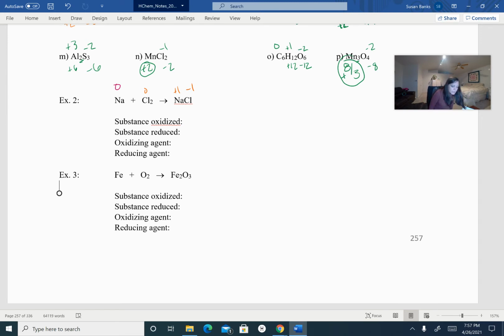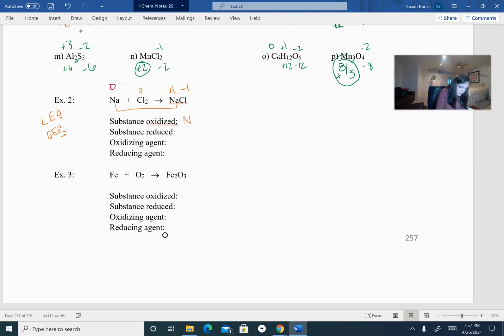So the thing that we really want to pay attention to is who's losing electrons and becoming oxidized, and which element is gaining electrons and becoming reduced. Okay? So if we look at this, sodium lost an electron, right? So sodium got oxidized. So the substance oxidized is sodium. Chlorine, on the other hand, gains an electron to become a negative 1 charge. So because it gained an electron, the chlorine is what is reduced.